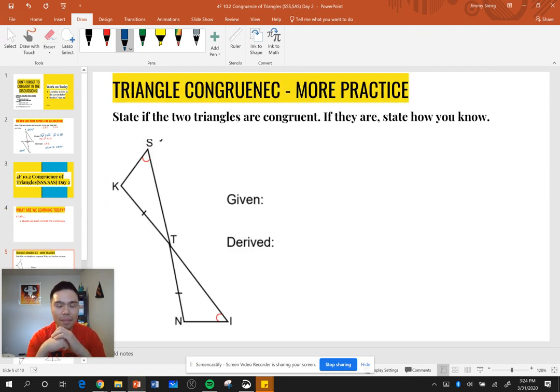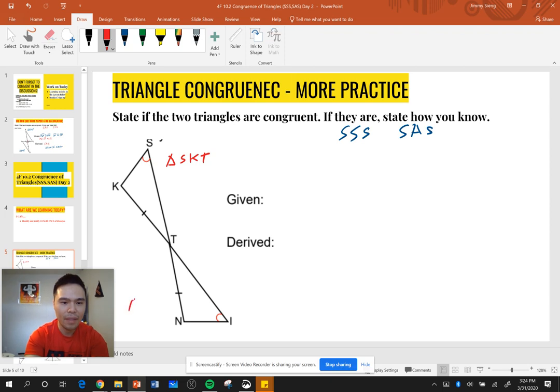Let's get started. So with this one, I need to state if the 2 triangles are congruent. If they are, I need to state how I know. So let's just kind of break this down. Remember, the only 2 things we learned is side, side, side, and side, angle, side, okay? So if I was to break this down, looking at what's given, let's just label them first. I have triangle SKT and INT, right? So triangle INT.